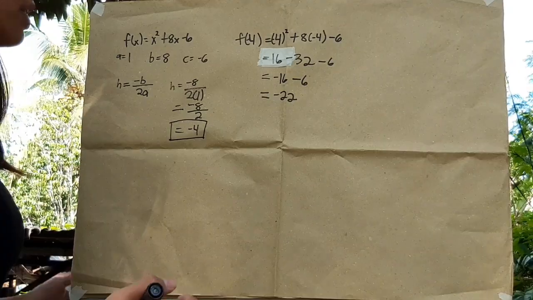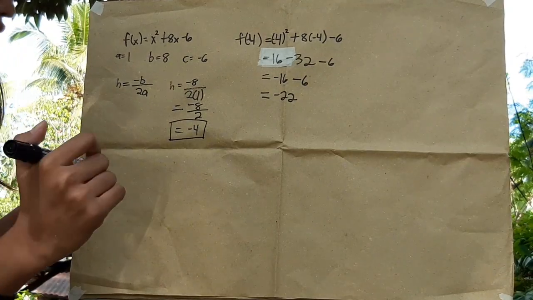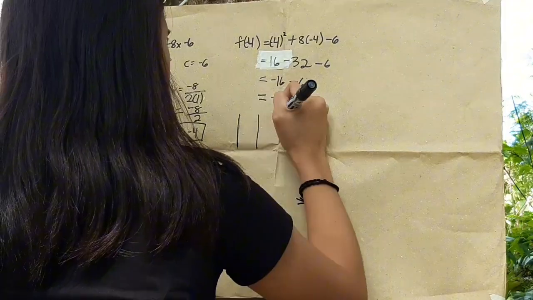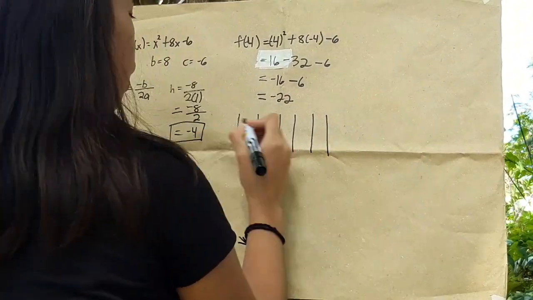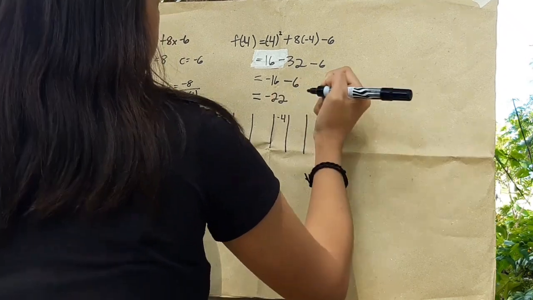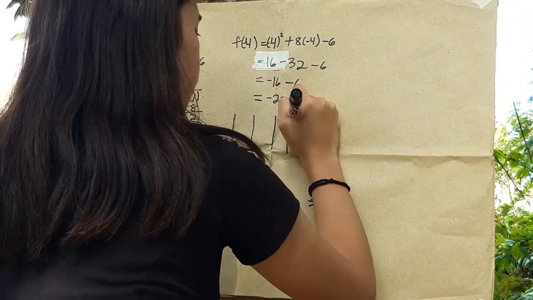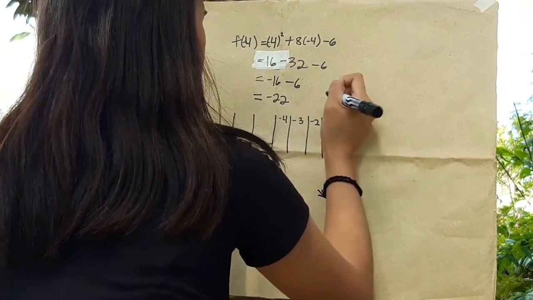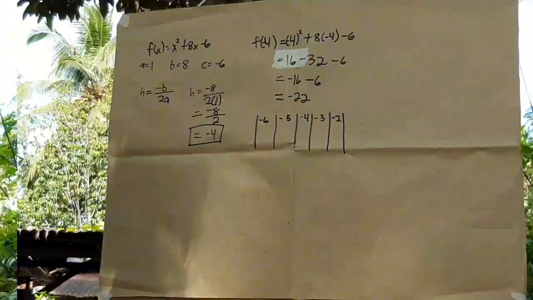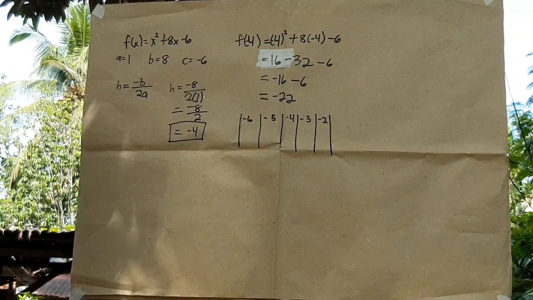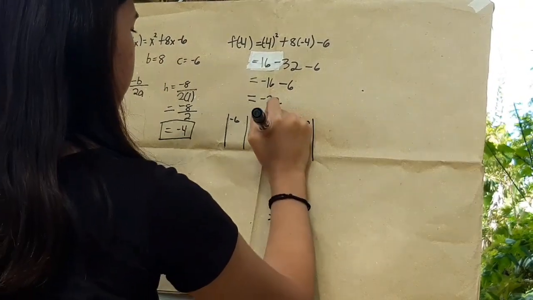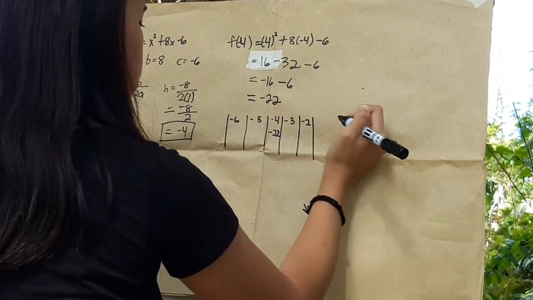Step 3 is make a table of values. Our negative 4 should be in the middle, and then negative 3, negative 2, negative 5, and negative 6. Step 4 is solve for the y values. For negative 4, the y value is negative 22.